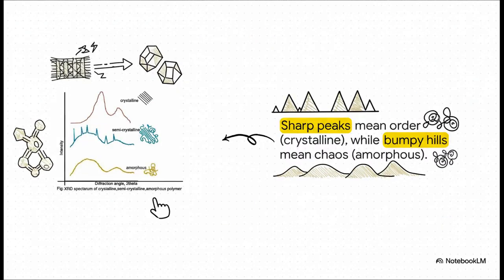And the cool part is, we can actually see this stuff. When scientists fire X-rays at a fiber, the pattern it creates tells a story. Look at this graph. You see those sharp, spiky peaks? That's the signature of the ordered crystalline parts. And those broad, rolling hills? That's the chaos of the amorphous parts. It's like a fingerprint of the fiber's inner world.